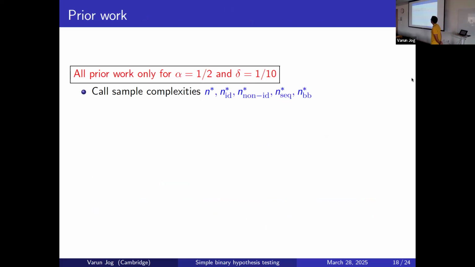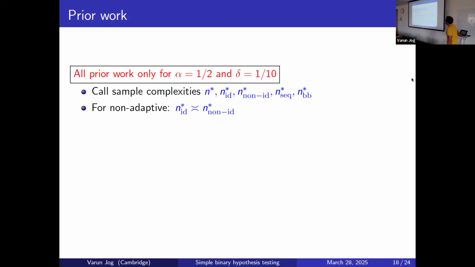So let me call the sample complexities in all these settings as follows. N star is the standard setting with no constraints whatsoever. N star identical is when you have identical sensors, so all sensors are coming from the same factory, say. N star non-identical is when they can use different quantization functions, but they are not talking; a sensor cannot see what anyone else is seeing. N star sequential is when they can sequentially see, so the ith sensor can see the previous things, but not the future. And N star BB stands for Blackboard protocol. This is the most general form, where you have multiple rounds of sequential conversations and then eventually they stop talking. Okay, so what was known in the past?